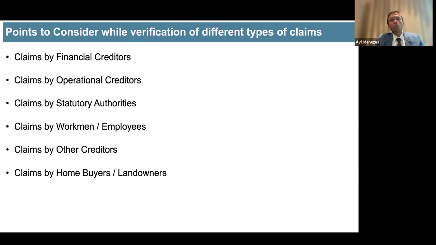Now, in terms of home buyers and landowners, it's a huge discussion, but primarily as far as home buyers are concerned, their debts are financial debt. So they will have to get a seat in the COC through an authorized representative. It is more than 10. Interest, if it is not there in the contract, is at 8%, which is provided by the regulation. And interest, if it is there in the contract or agreement, then it is on that basis.